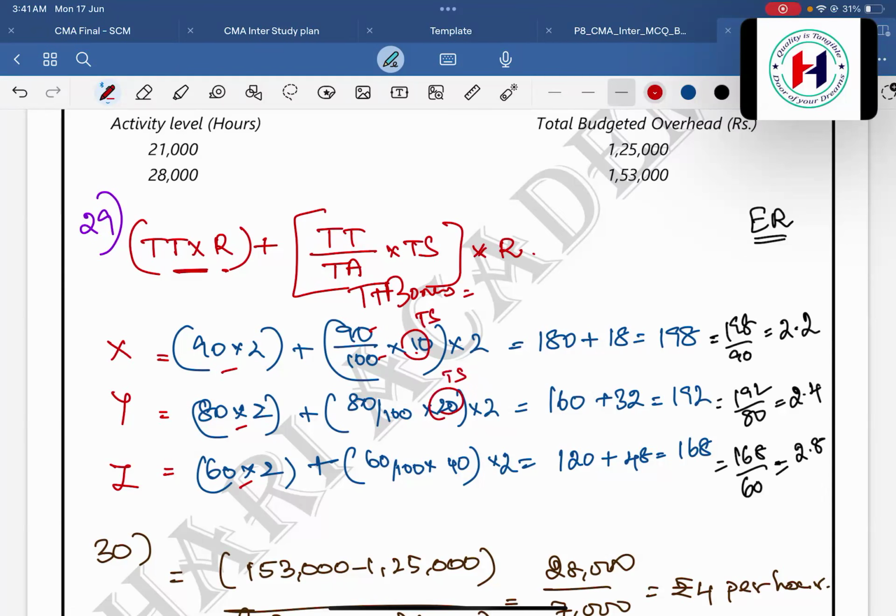This 20 is your time saved. This 40 is your time saved. 90 is your time taken, time allowed. Time taken by time allowed. Formula is there. Answer is 180 plus 18, 160 plus 32, 120 plus 48, total is given.